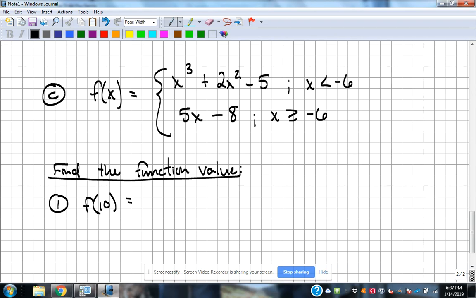Does 10 fit when x is less than -6 or when x is greater than or equal to -6? Greater than, because it's a higher number than -6. Having $10 is better than owing somebody $6, right? So 10 is bigger than -6. So the 10 fits in this one, which means we're going to use this piece to find that function value. We're going to plug 10 into 5x minus 8. So that's 5 times 10 minus 8. 50 minus 8, 42.